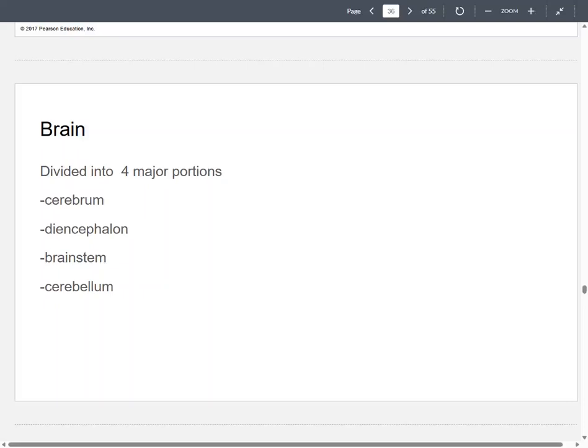Right. Welcome to the brain. This is going to be our final section in the nervous system. The brain is going to be divided up into four major regions. There is the cerebrum, which is probably what you actually visualize when you think of the brain. It's going to be our major processing centers or higher level processing centers.